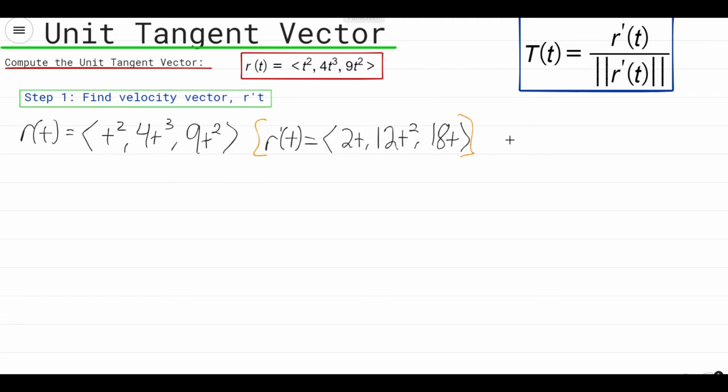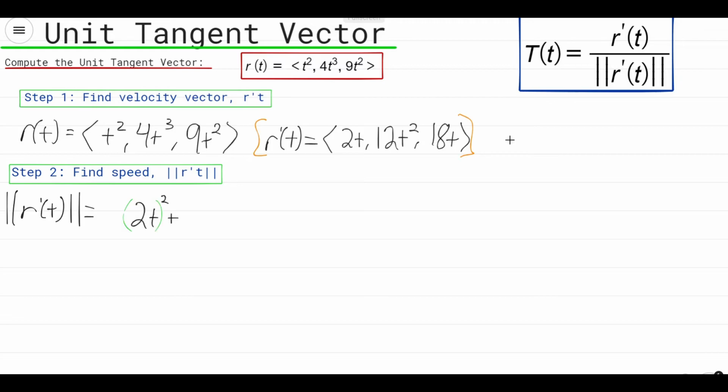So now we need to find the other component of the formula for the unit tangent vector, and we need the magnitude. So that's what we're going to do. We're going to find the magnitude, or speed. In doing so, we simply plug in each term and square it. So 2t squared plus 12t squared plus 18t squared, and we're going to take the square root of that.